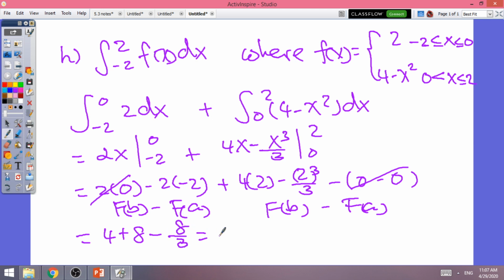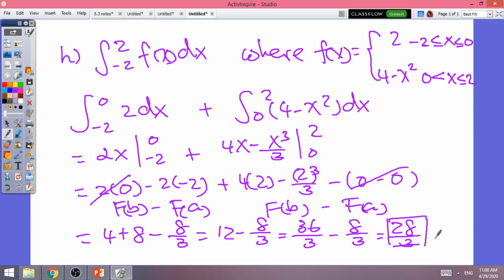So the rest of this is just arithmetic. It's not that difficult. So 4 plus 8 is 12, minus 8 thirds. With a common denominator of 3, that's 36 over 3 minus 8 over 3, which is 28 over 3. Okay, so this is the area of this piecewise integrand. Now let's see what else.